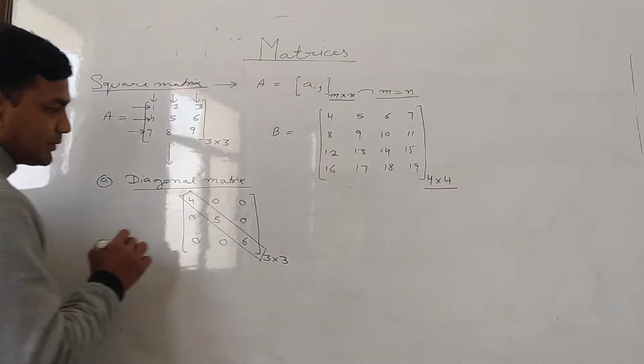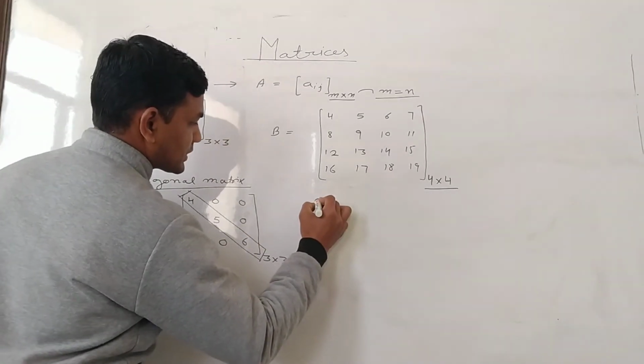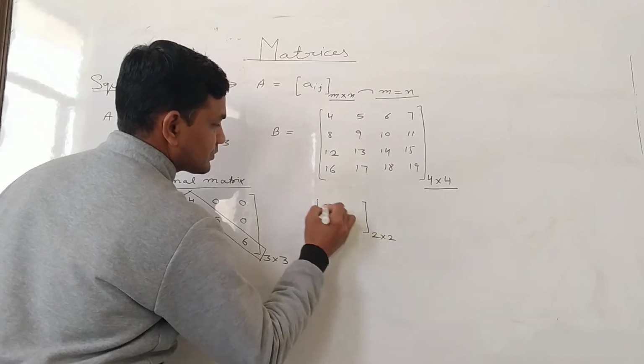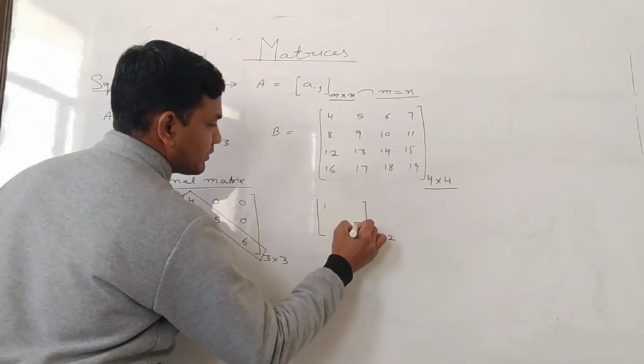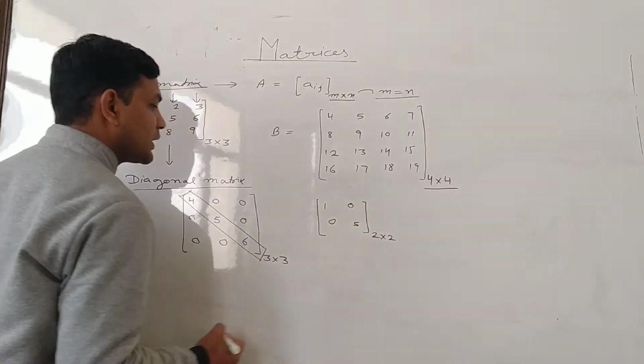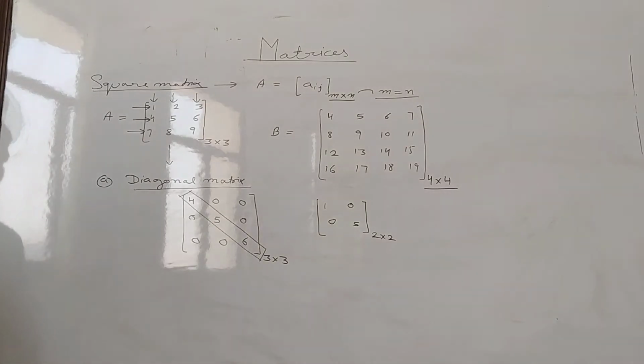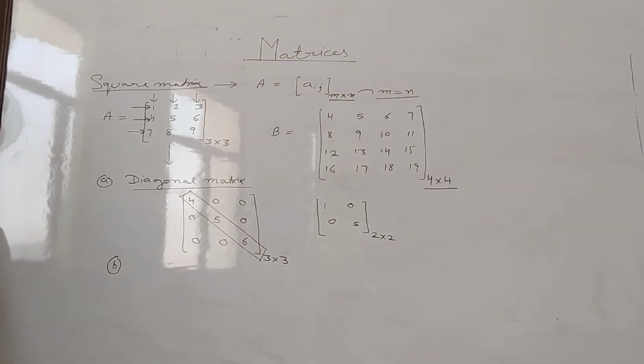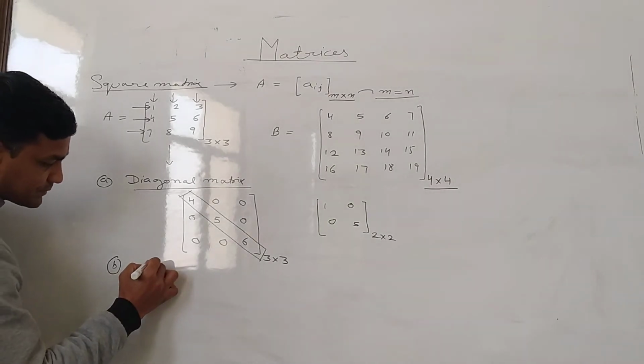Similarly, another example is of order 2 into 2. This is a diagonal matrix: 1, 5, 0 and 0. This is a diagonal matrix. Second is the identity matrix.